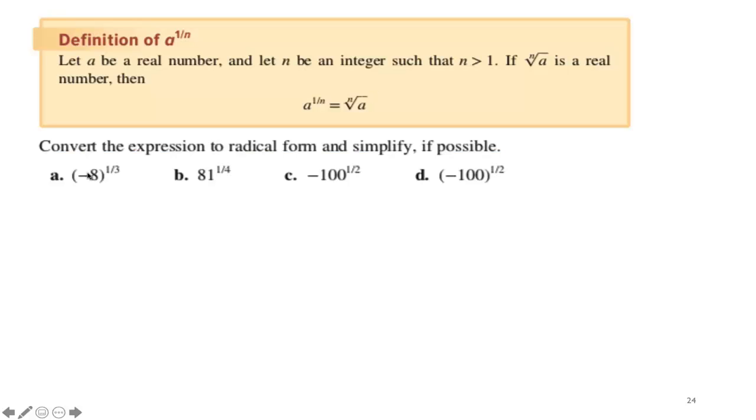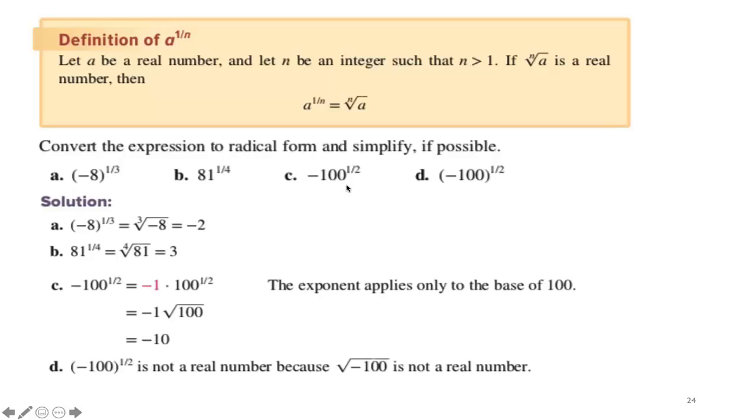So, for example, negative 8 to the 1/3 means we need this to be the cube root of negative 8. And so the cube root of negative 8 is negative 2. So negative 8 to the 1/3 is negative 2. 81 to the 1/4 means the fourth root of 81. So the fourth root of 81 is 3. Again, we want the positive principal root.